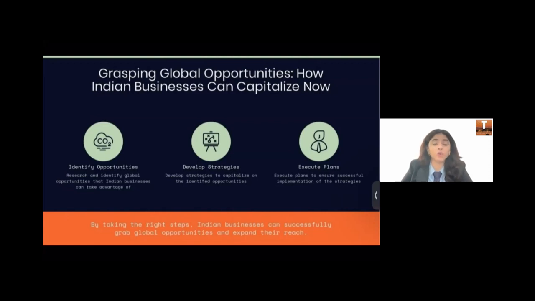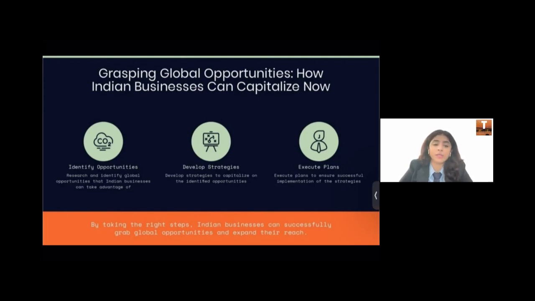So you have to monitor the global trends, the emerging technologies and evolving consumer preferences to identify new opportunities. You have to keep an eye on market disruptions, changes in trade policies and industry developments that could create openings for your business. Second, after identifying the opportunities, comes how to develop strategies.